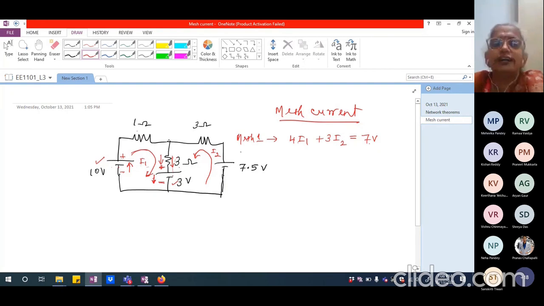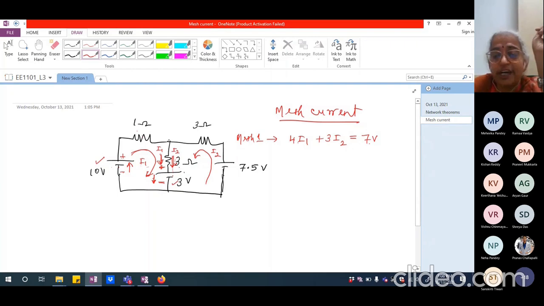Okay. Ma'am, here you took the direction of I1 opposite to the direction of I2. Is that a working rule or something? No, I have not taken the direction of I2 opposite. Here, both of them are additive. Please see. This is I2 direction, this is I1 direction, and I1 and I2 are additive. So that is why I have taken plus 3I2. I'm not taking opposite.